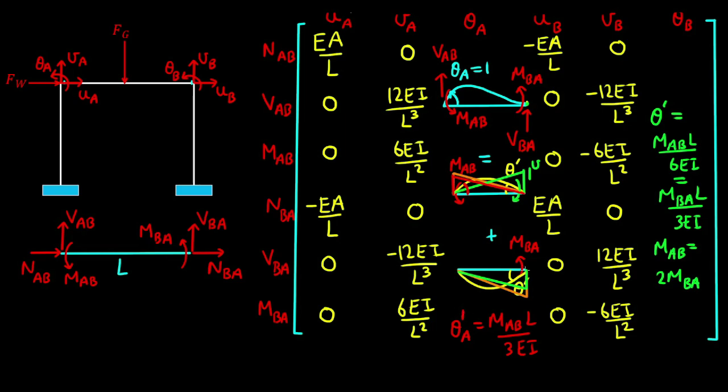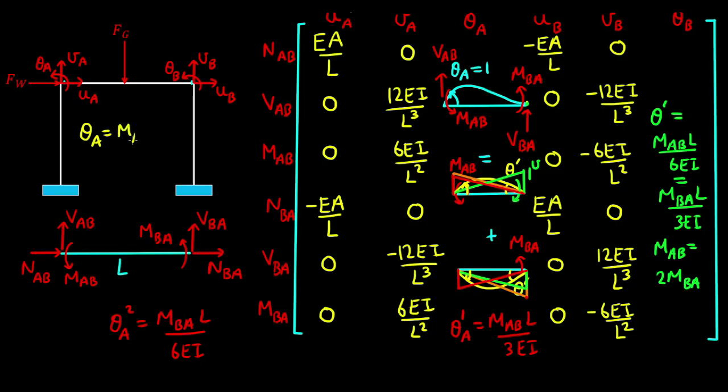And in case 2, we want to find the rotation at A, so we apply a unit virtual moment at A. So the volume between the real and virtual bending moment diagram in this case is theta A2 is equal to MBA by L on 6 EI. And then superimposing these cases, we get the net rotation at A is equal to theta A1, which is anti-clockwise, minus theta A2, which is clockwise.